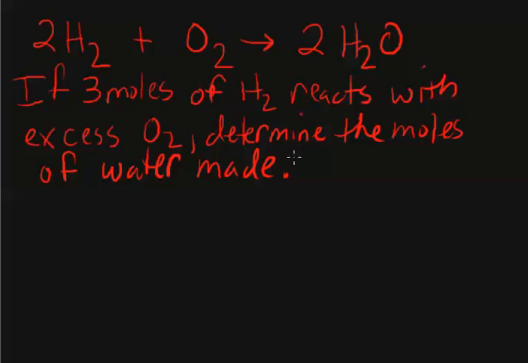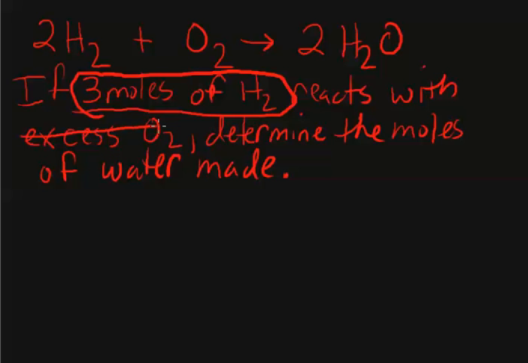So let's look at this. First thing you do, find what you're starting with. We're starting with 3 moles of hydrogen. Now that hydrogen is reacting with excess oxygen, but that's not what we're looking for, so we can just kind of ignore that. That just means you have enough oxygen to react with all the hydrogen. And here's what we're looking for. Determine the moles of water. So we're looking for moles of H2O.